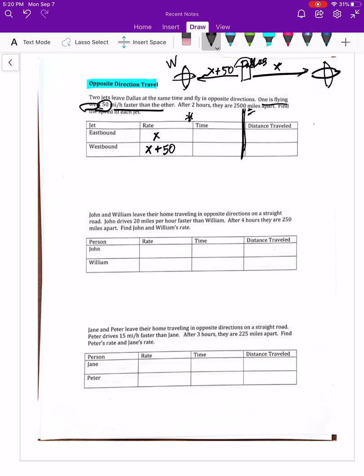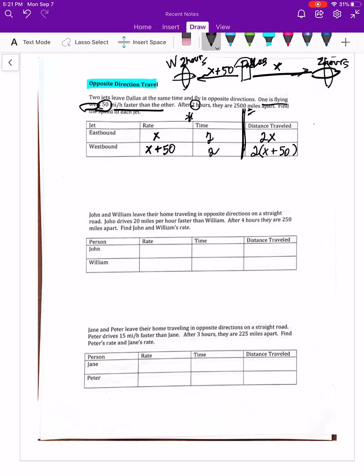Now, time. It says after 2 hours. This one went this far, and this is where he is after 2 hours. This one went that far. So the time for both of them is 2. They've both traveled 2 hours. We know that. So now once again, rate times time equals distance. So X times 2 is 2X. The west is 2 times the quantity, so you know you got to put it in parentheses, 2 parentheses X plus 50.